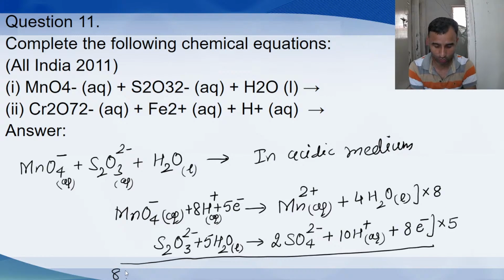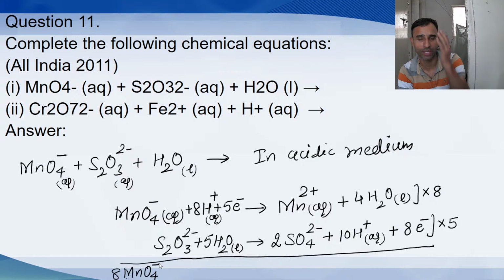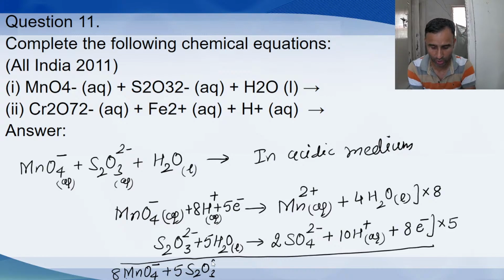So 8 MnO4 negative. I will let you know how to balance in basic medium as well, okay? Because water is written on the left side. So let us see. 8 MnO4 negative plus 5 S2O3 2 negative plus now water, 25 water on the left side and 8 times 4, 32 water on the right side, means water comes on the right side.